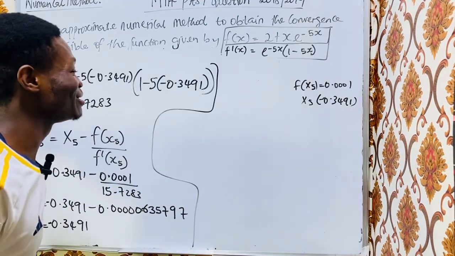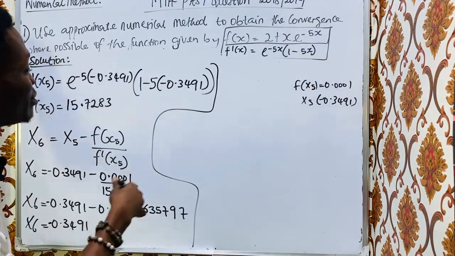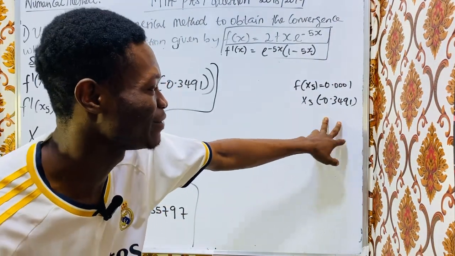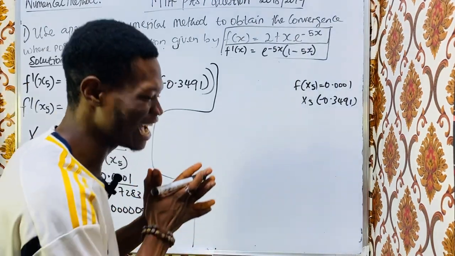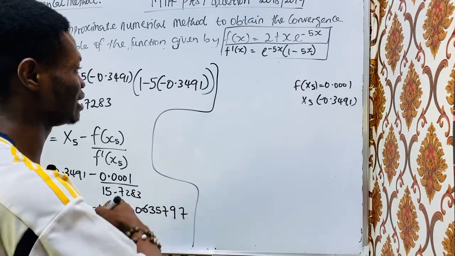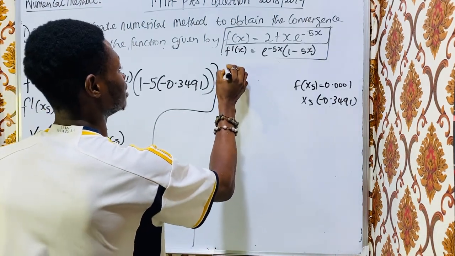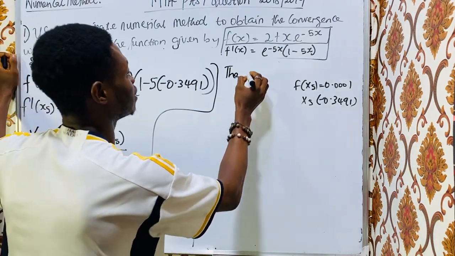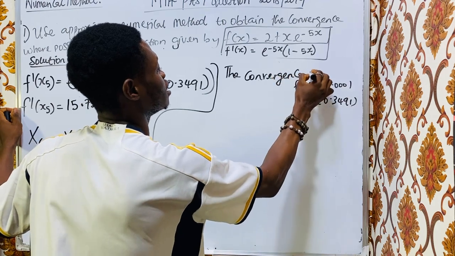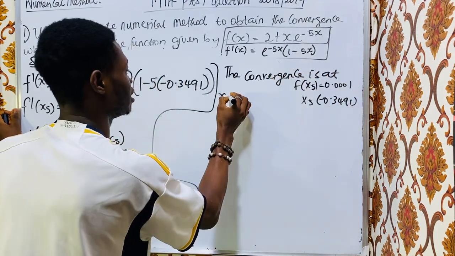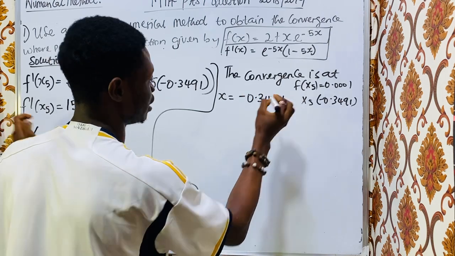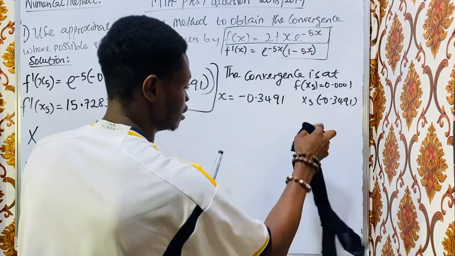So our x6, where it converges at x6 and x5. If you see, x5 has minus 0.3491. x6 is the same value, approximately, to 4 dp. So the convergence is at x equals to minus 0.3491. So we can just clean this.